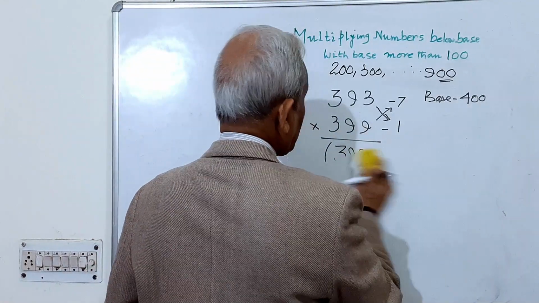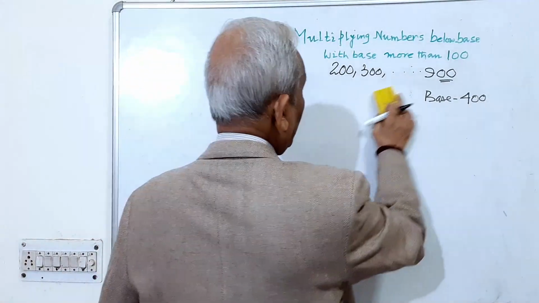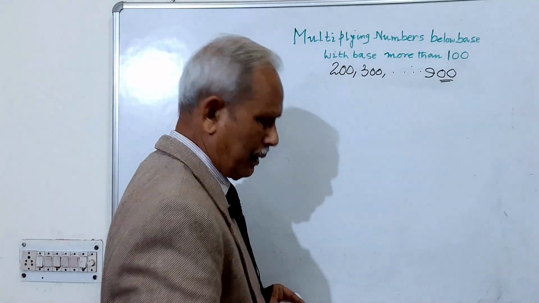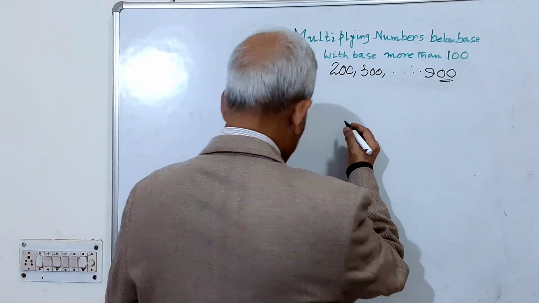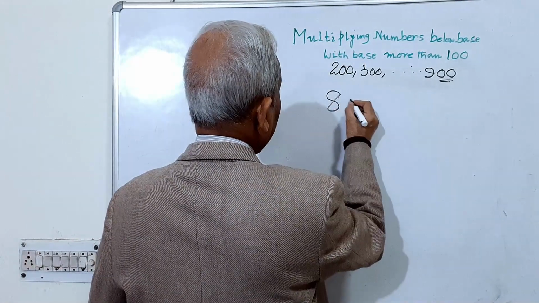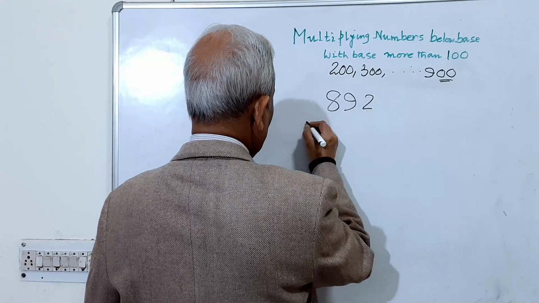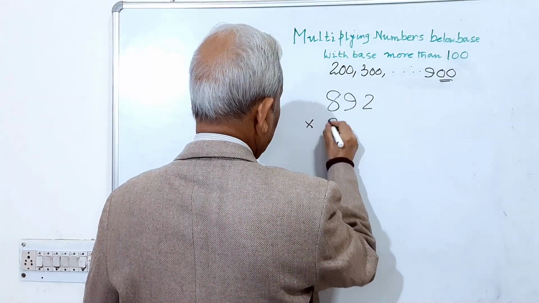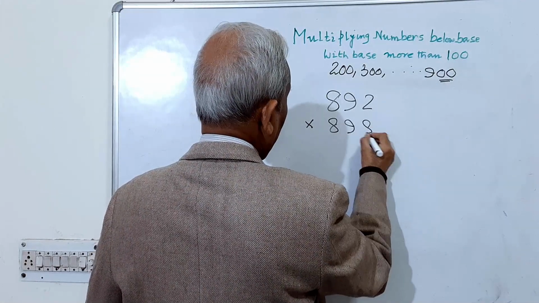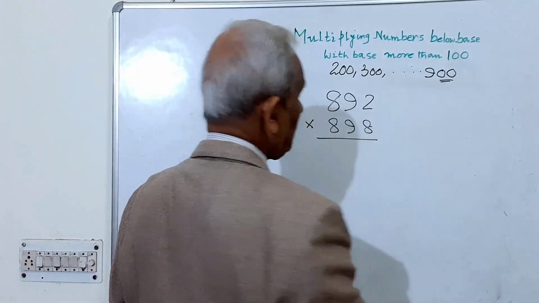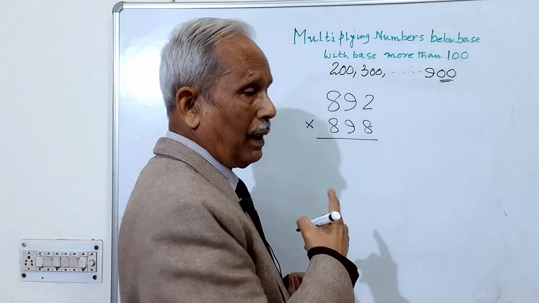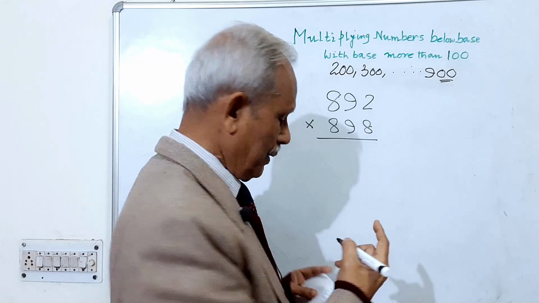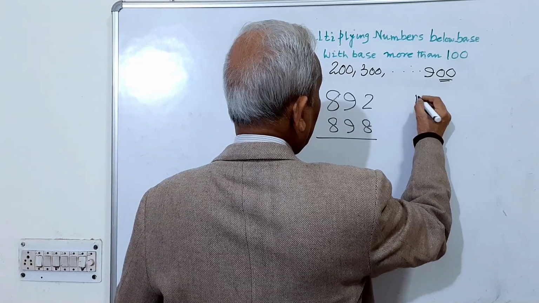We'll do now the next problem, or the last problem, increasing the base further. Let us do 892 into 898. It's a huge multiplication, but when you're following this method, things have become very easy. Here the base is 900.